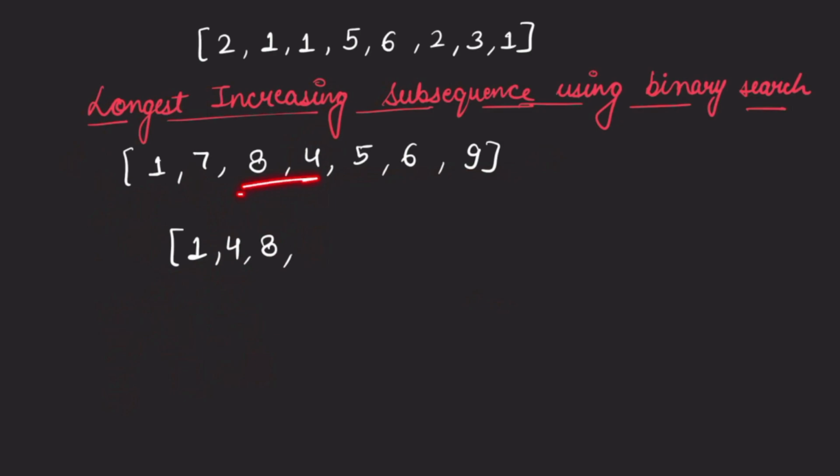Why? Because we have disrupted the relative order of our elements, right? Ideally in this subsequence also 4 should come after 8 always, right? This is the property of subsequence. But here we have disrupted that order. So this is not a valid subsequence.